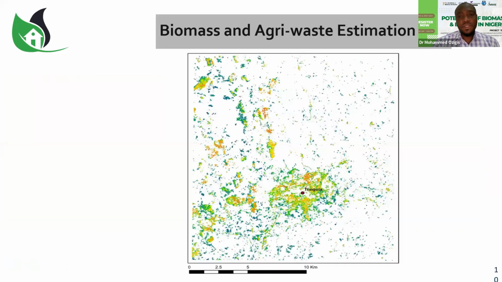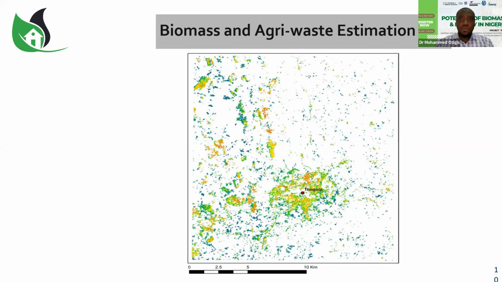So the fourth and most crucial stage of our operation is the biomass estimation. For this, we rely on images from both optical and radar sensors. The reason for this is that optical sensors are constrained by clouds. You have lots of cloud cover within the tropical region where Nigeria and other West African countries are located, and SAR sensors are not inhibited by cloud in any way.